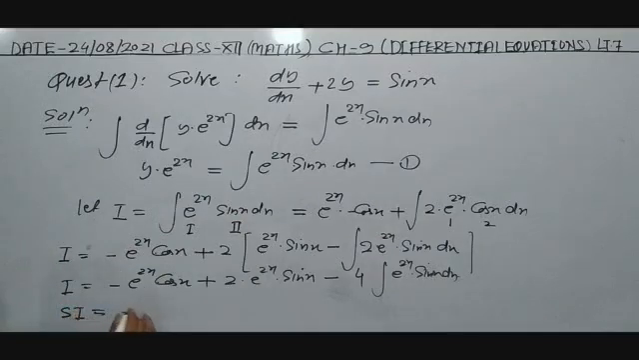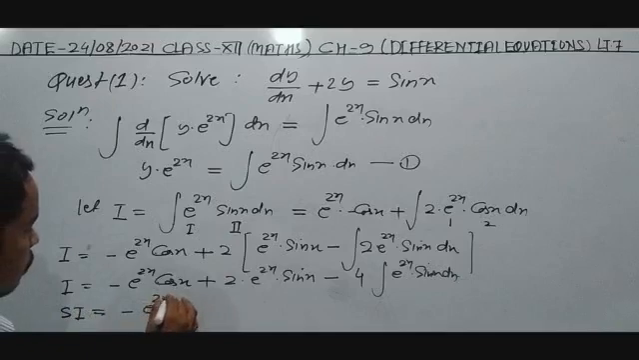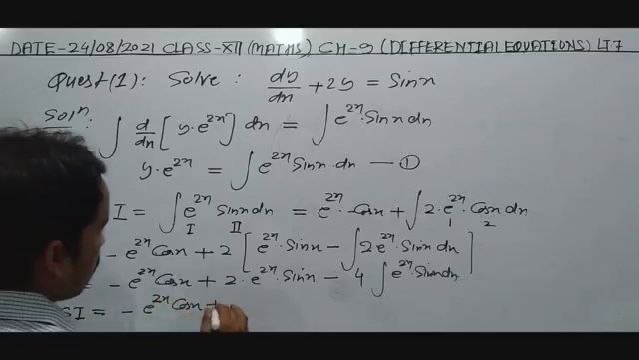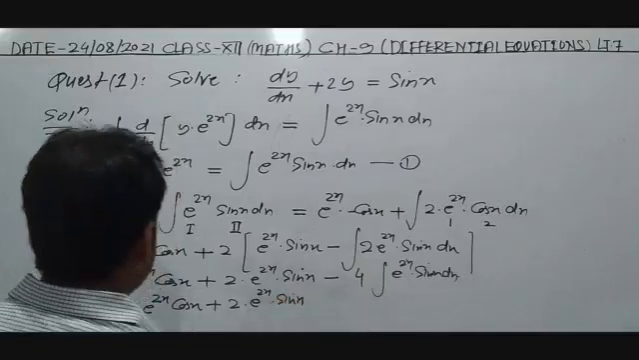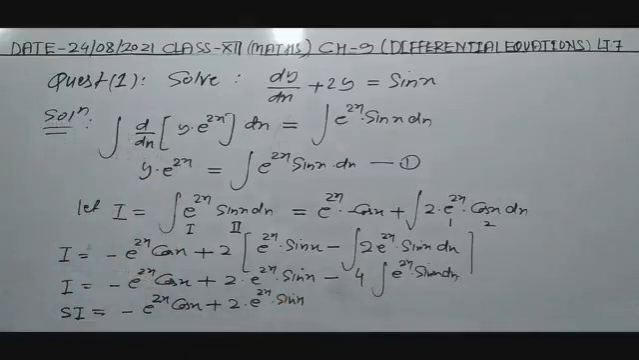So 5I we can write as minus e to the power 2x times cos x plus 2 times e to the power 2x sin x. Now this is the integration after dividing by 5. So you can take 1 by 5, 5I is equal to this, and then divide by 5. So what will be its integration? e to the power 2x times (2 sin x minus cos x), and now you have to put I.